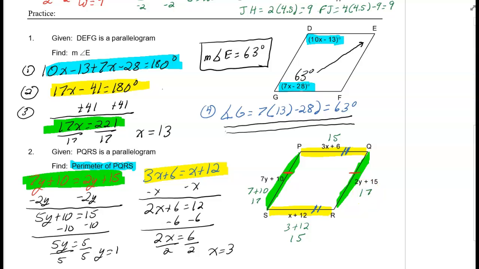So when you add up the sides, remember perimeter is the distance around. So the perimeter is 17 plus 15 plus 17 plus 15. So the perimeter is going to be 64 units. Let's take a look at the last two examples on page 8.